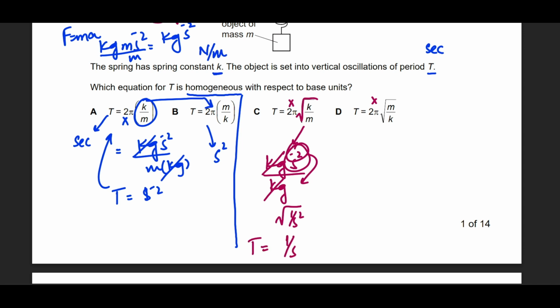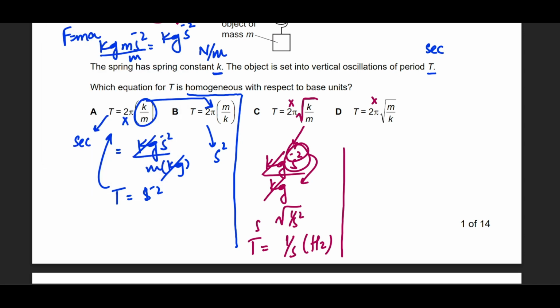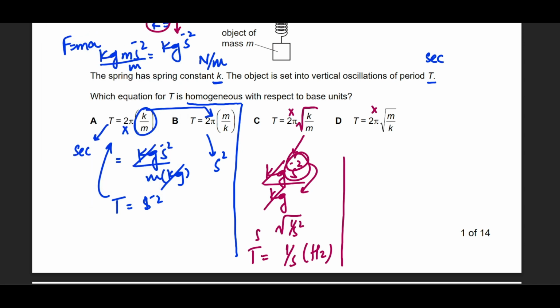So time is not 1 over s. 1 over s is actually frequency, which is hertz. This should have been seconds only, so I suspect it should be option D. But for the sake of understanding and removing any chances of error, let's solve this. So m is simply kg divided by kg s^-2.